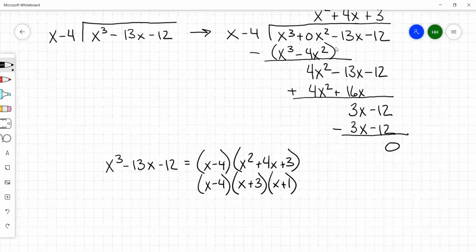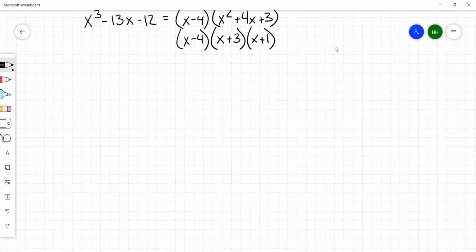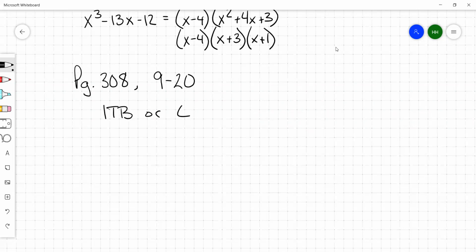Your assignment is going to be on page 308. Page 308, we're going to go 9 through 20. Same deal, it's either going in the basket or you are emailing a picture.